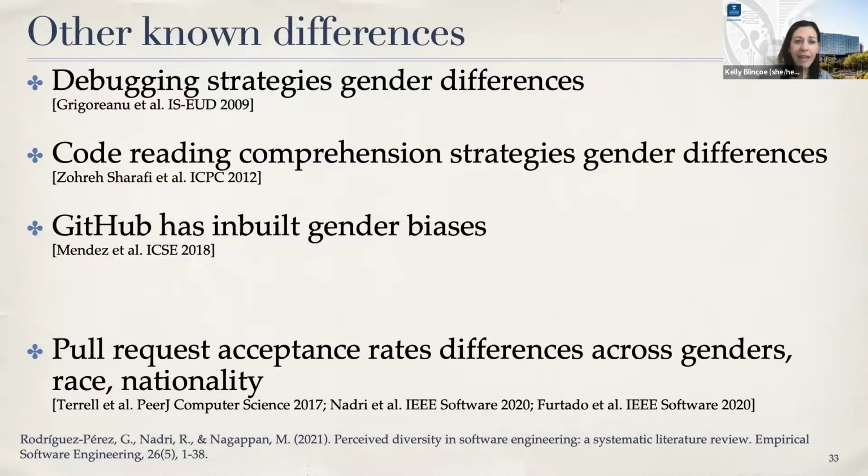However, we have seen some research that has looked across other diversity dimensions, and this is particularly in pull request acceptance rates. So we've seen studies have found that there are pull request acceptance rates differences across gender, race, and nationality. This does not go to say that there's some way that things are being done differently, but it possibly hints at discrimination in how these pull requests are being considered for acceptance.